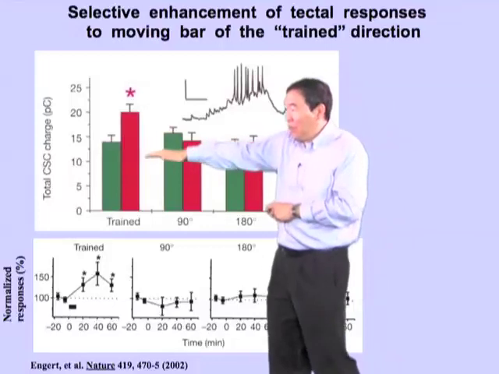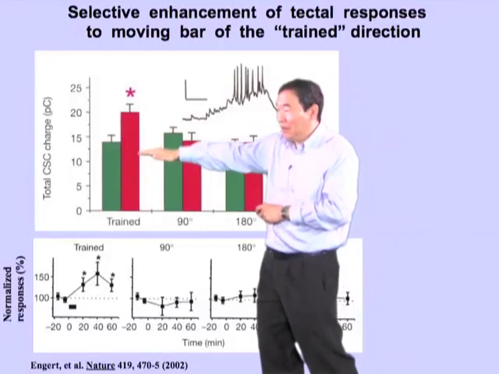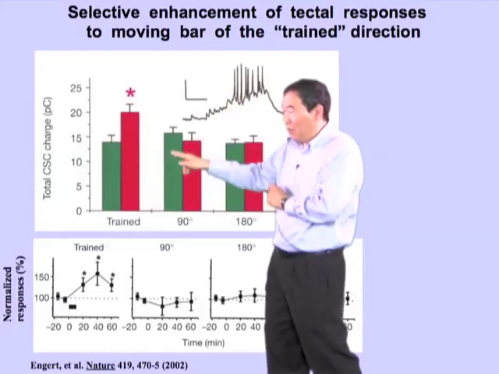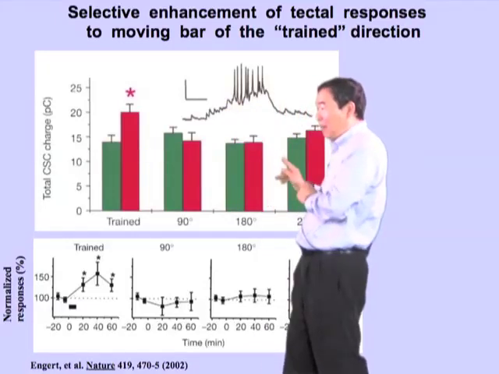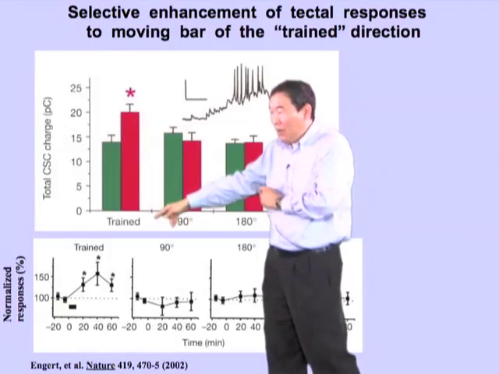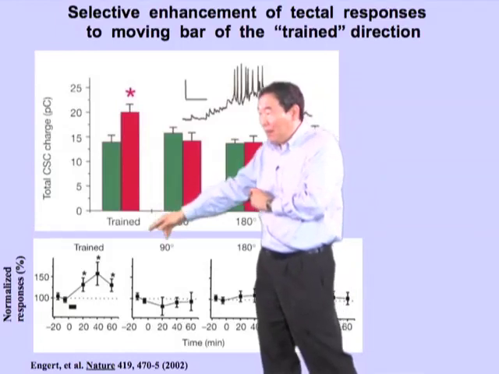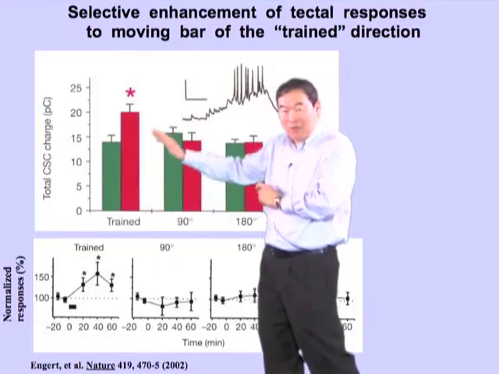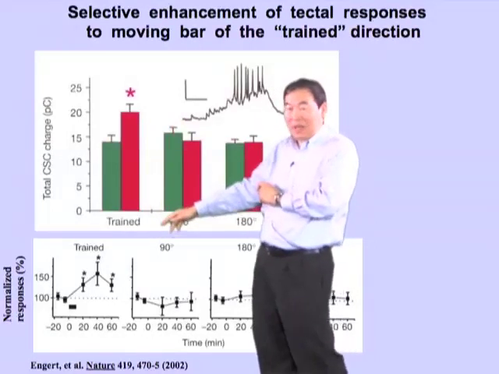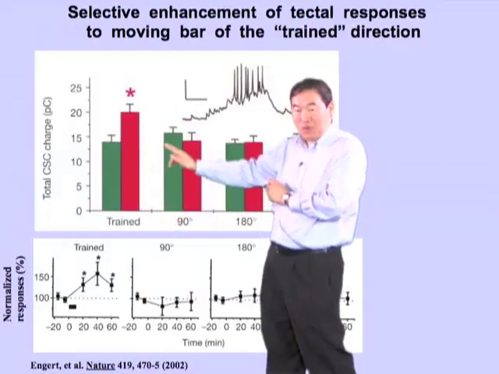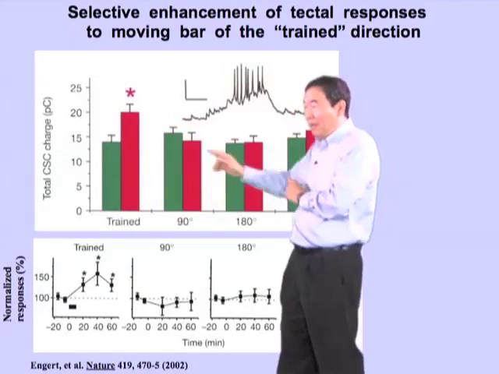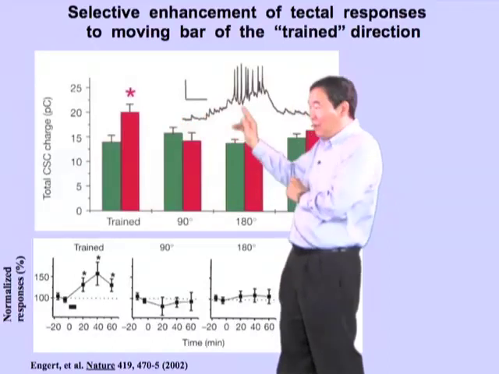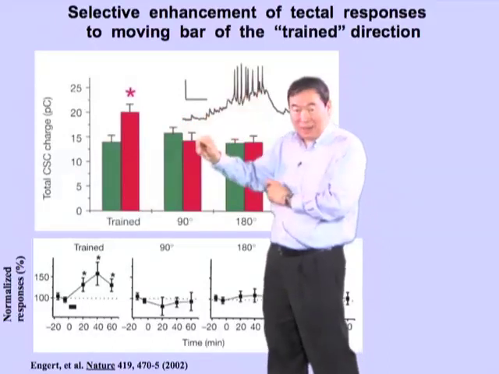Before exposing the tadpole to a unidirectional moving bar, the response is more or less equal, the green bar. So now we train with a moving bar in one direction repetitively, 40 times, and then test their response to 4 different directions. We found that the trained direction now gives a much larger response, actually more firing, more spikes firing.